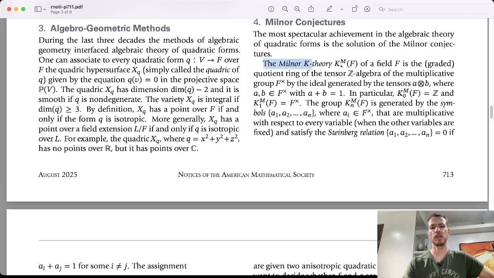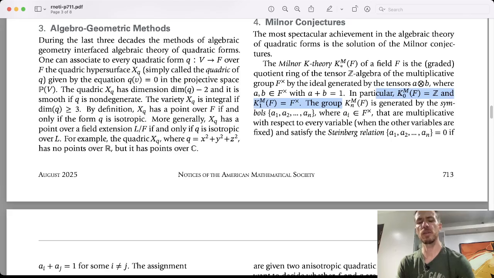The Milnor K-theory K_M^*(F) of a field F is the graded quotient ring of the tensor algebra over the integers of the multiplicative group F^× by the ideal generated by the tensors a ⊗ b, where a, b in the multiplicative group of F with a plus b equals 1. In particular, K_M^0(F) is the integers, and K_M^1(F) is the multiplicative group of F.